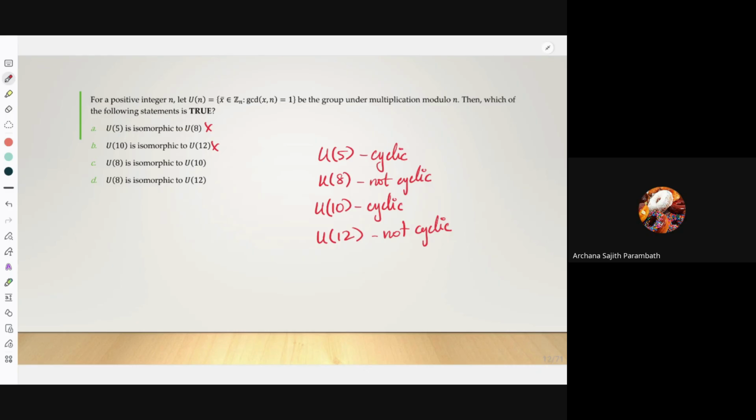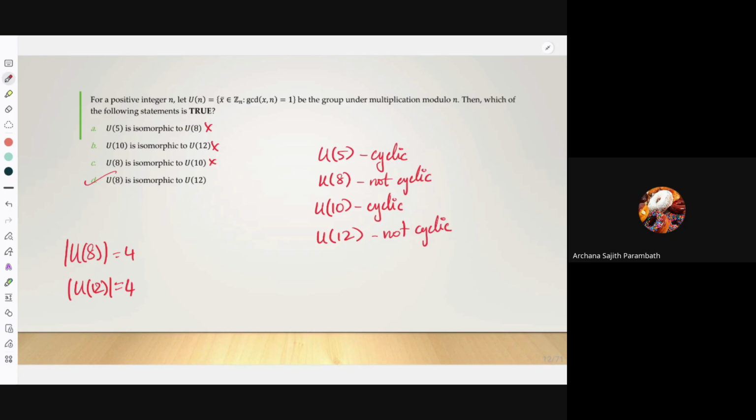8 and 10. U of 8 is not cyclic, but U of 10 is cyclic. So they are not isomorphic. U of 8 and U of 12. Just because they are not cyclic doesn't mean they are isomorphic. So now we can conclude that this is true because all our other 3 options are false. But we have U of 8 as order 4 and U of 12 as order 4.